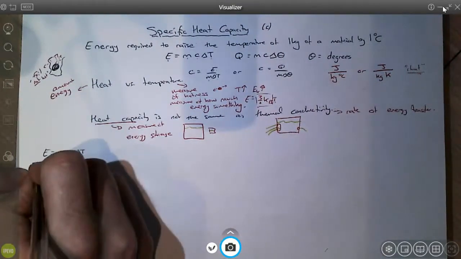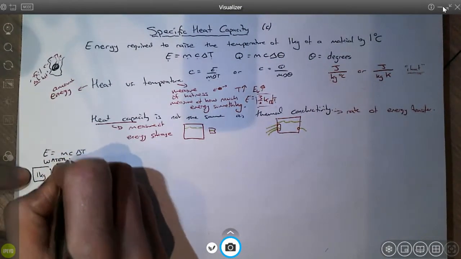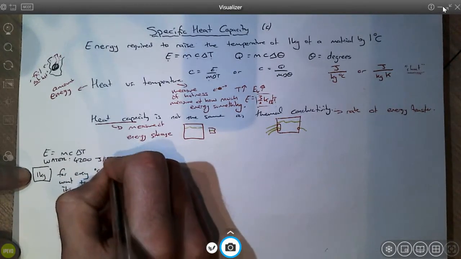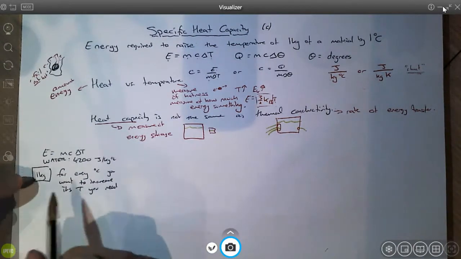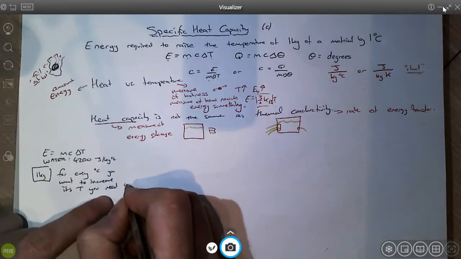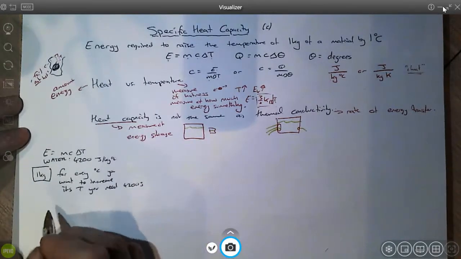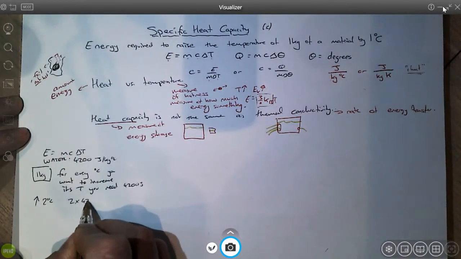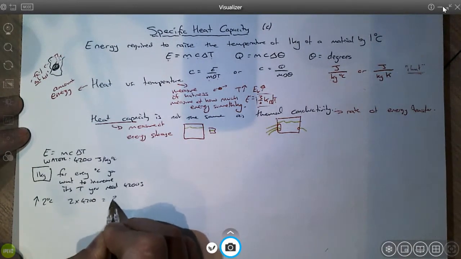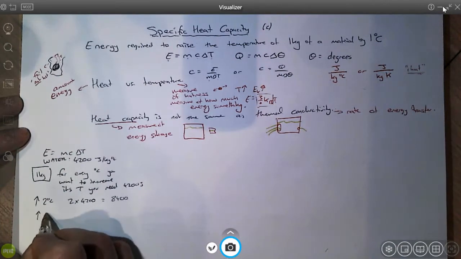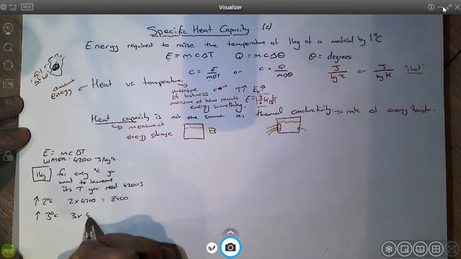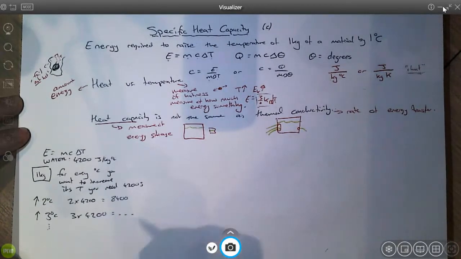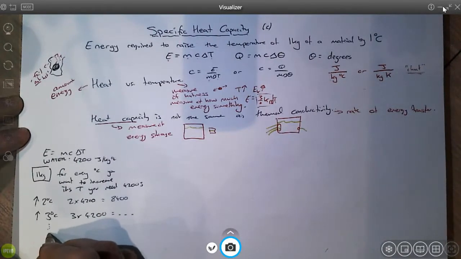So let's look at an example. Let's think about water here, because water is very commonly used. This has a heat capacity of 4,200 joules per kilogram per degree Celsius. So 1 kilogram by 1 degree Celsius, you would need 4,200 joules. If you wanted a rise of 2 degrees Celsius, you would need 2 times 4,200, which would be 8,400. If you wanted a rise of 3 degrees Celsius, you would need 3 lots of this, etc., etc. Okay, and then you can scale this up to an arbitrary change in temperature.